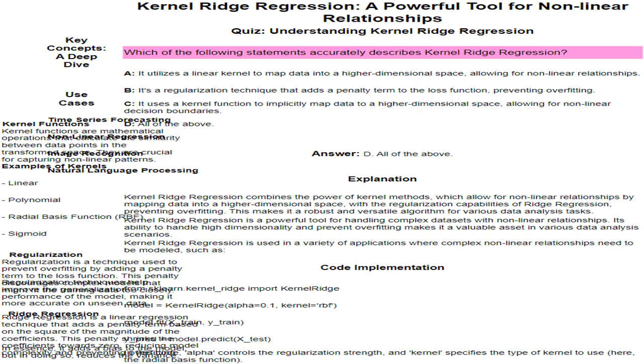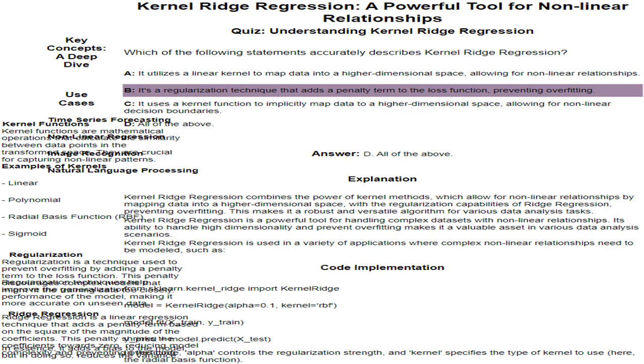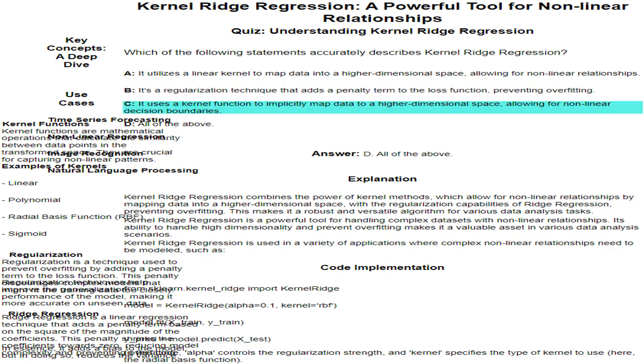Which of the following statements accurately describes kernel ridge regression? It utilizes a linear kernel to map data into a higher dimensional space, allowing for nonlinear relationships. It's a regularization technique that adds a penalty term to the loss function, preventing overfitting. It uses a kernel function to implicitly map data to a higher dimensional space, allowing for nonlinear decision boundaries.